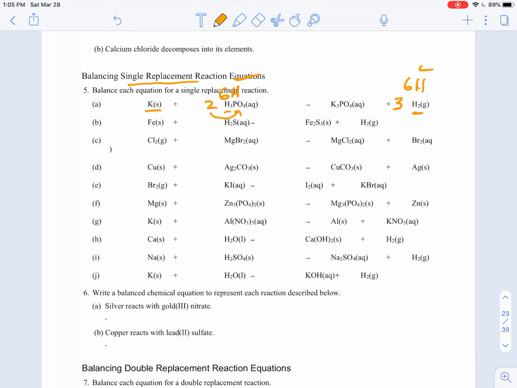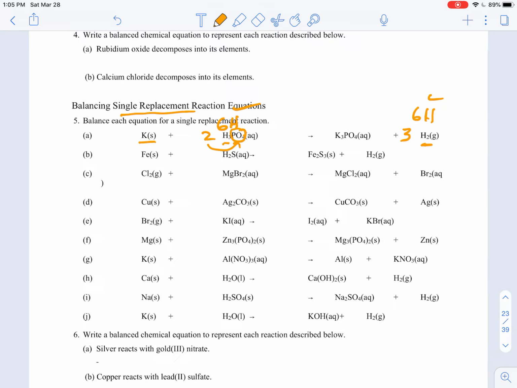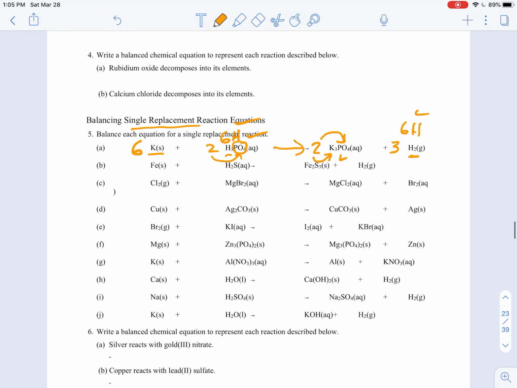This, though, means there's 2 phosphates. Remember, keep that guy all together as a complex ion. And so 2 phosphates on the left, meaning I need to add a 2 over here to make sure there's 2 phosphates on this side so I can check them off. This then makes 2 times 3, 6 potassiums. So I go back over here and make 6 potassiums. That, my friends, is a balanced equation for the first one.